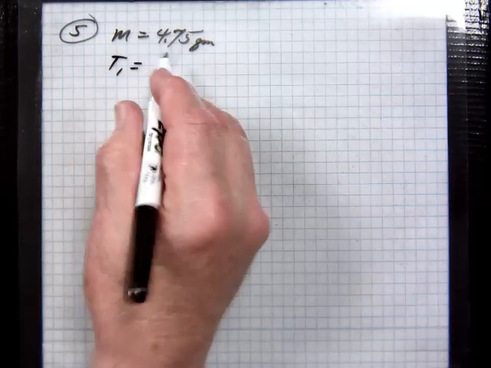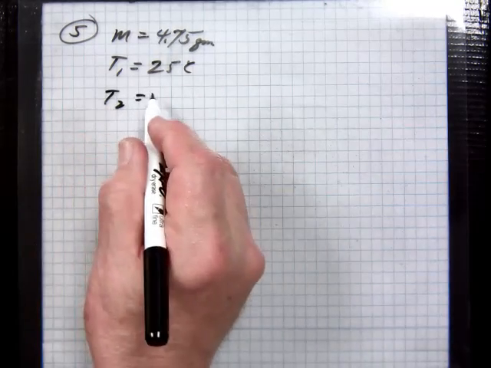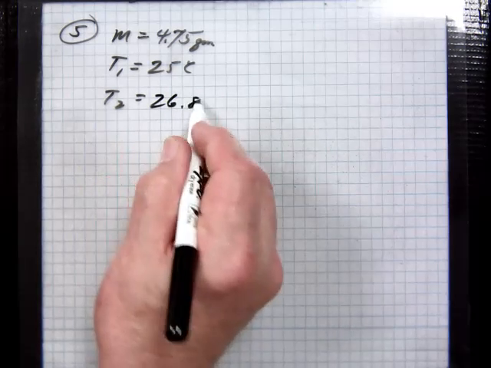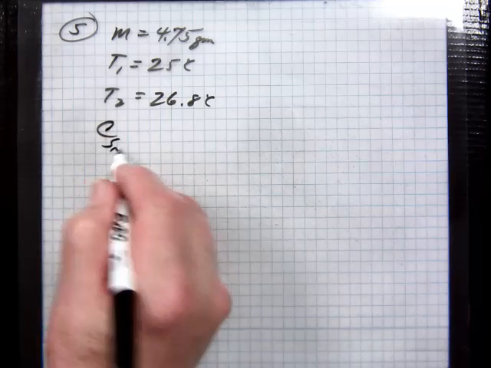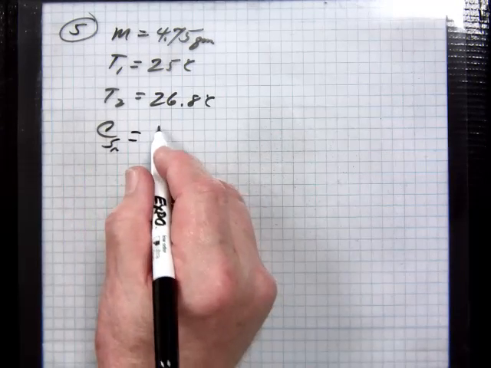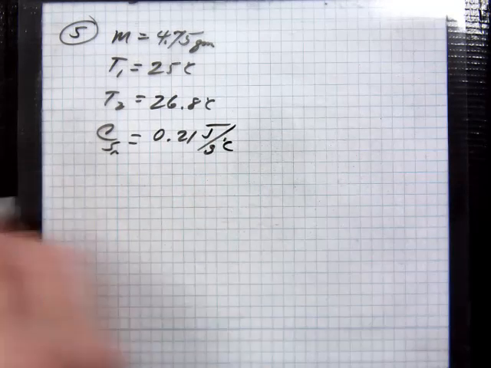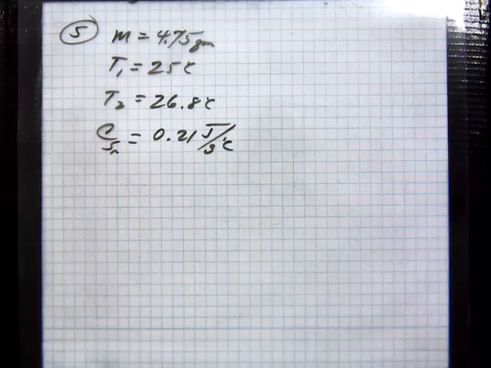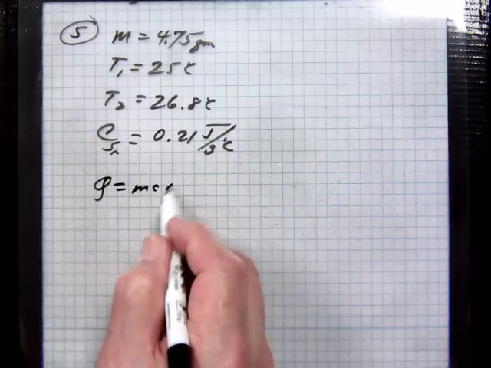T1 equals 25 degrees C, T2 is 26.8 degrees C. And I give you the specific heat of tin, 0.21 joules per gram degree C. And so if it's a temperature change problem, no brainer now. That's Q equals MC delta T.